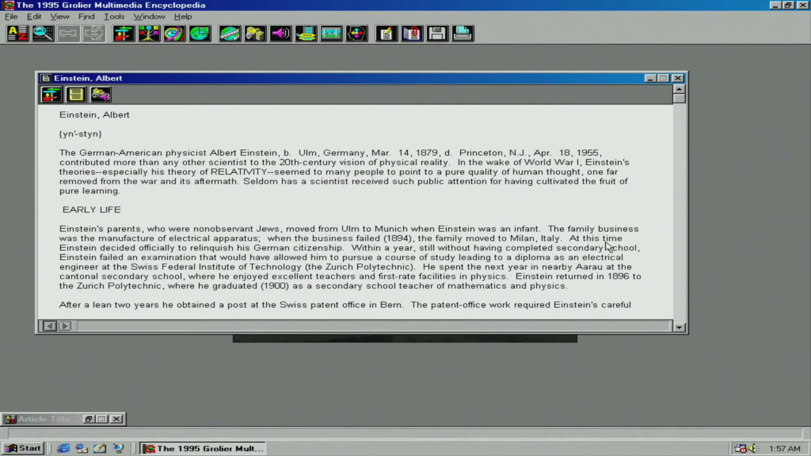Einstein contributed more than any other scientist to the 20th century version of physical reality. Yet his theory of relativity was so controversial, his Nobel Prize was awarded not for relativity, but for his early work on the photoelectric effect.